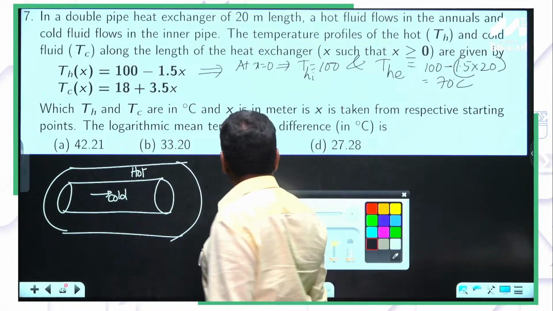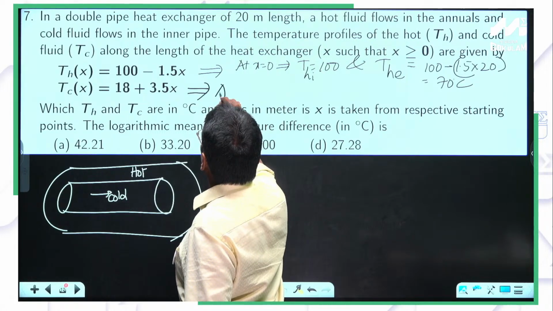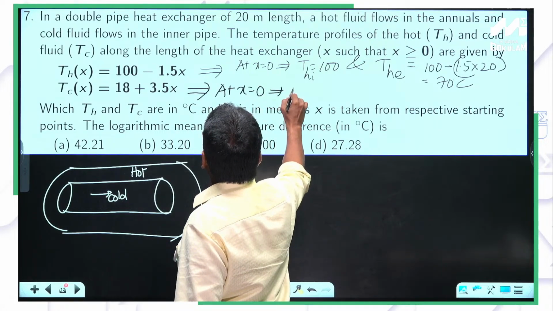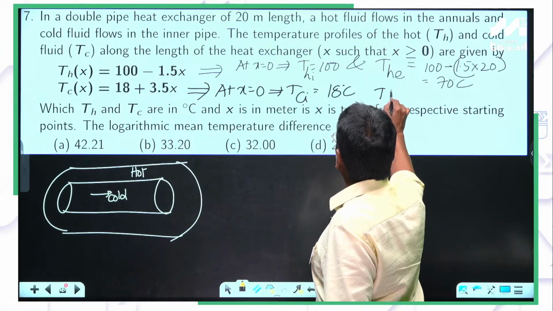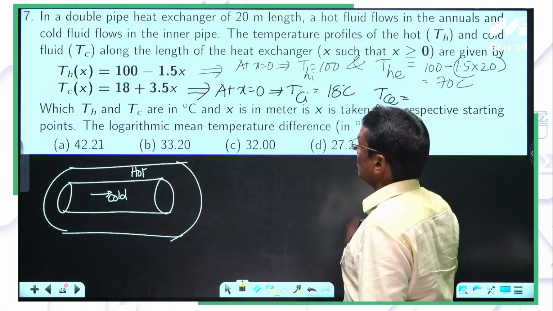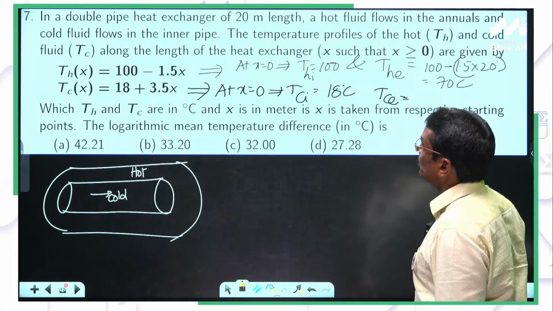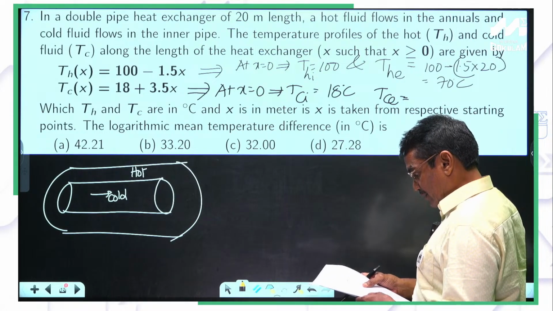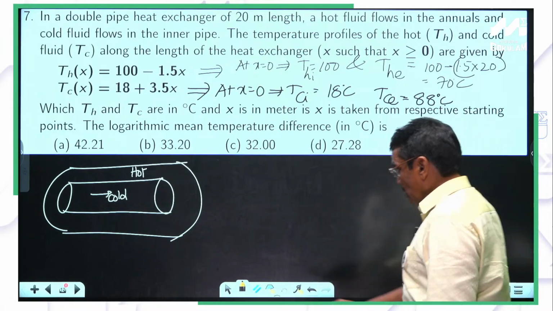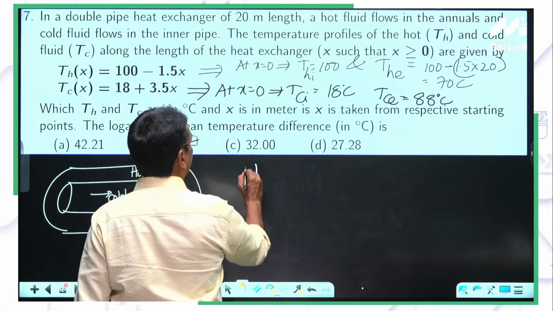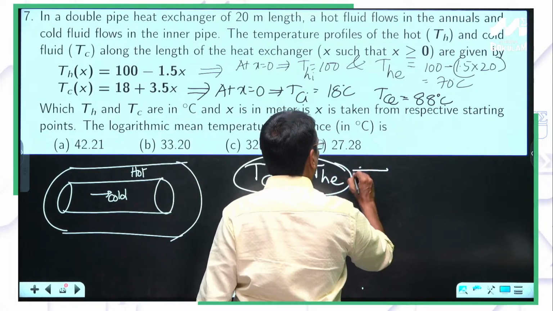Now for the cold fluid, at x equal to 0, Tci will be 18. Tce will be 18 plus 3.5 into x, where x is 20. It becomes 88 degrees Celsius. So I can confirm here that Tce is greater than The. This is possible only in counterflow.